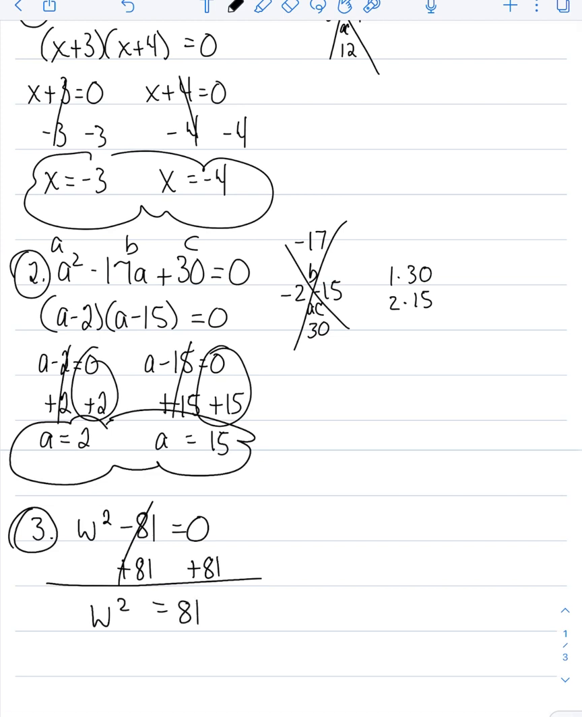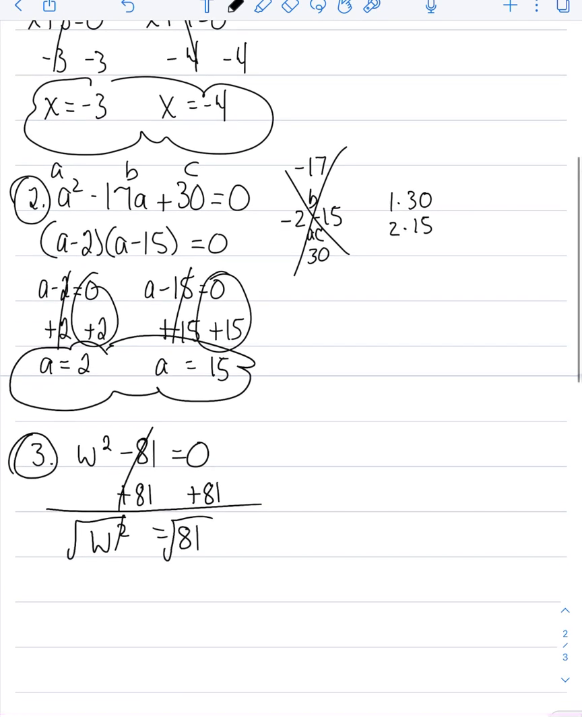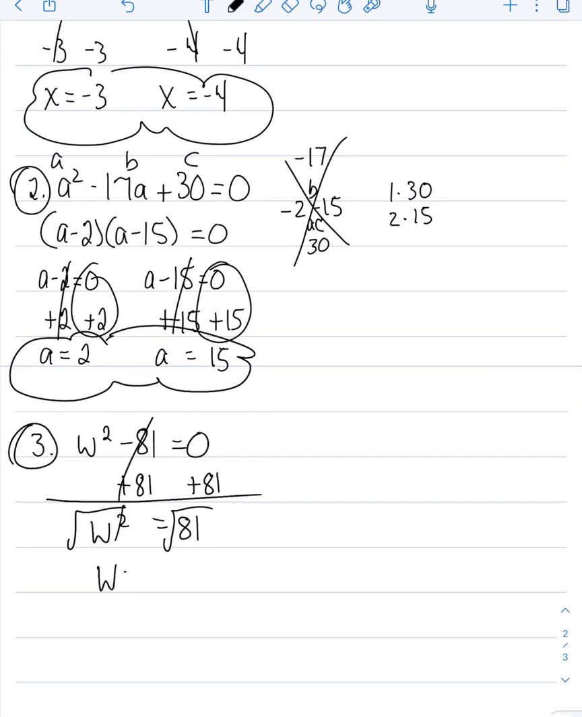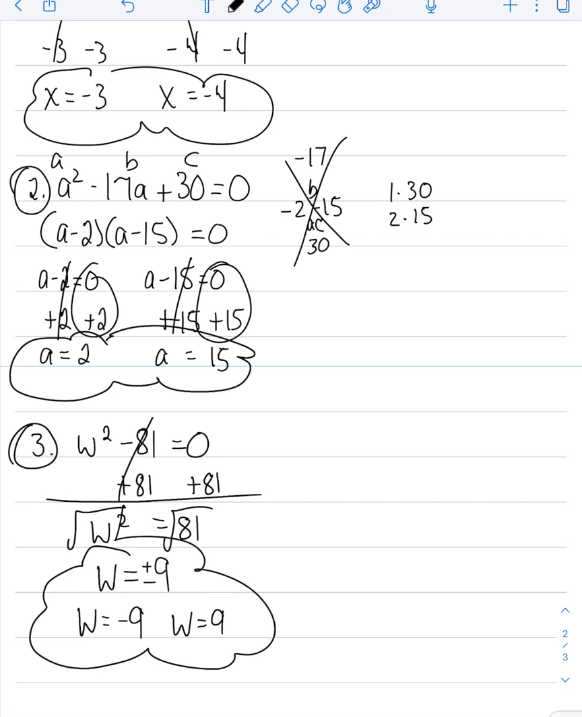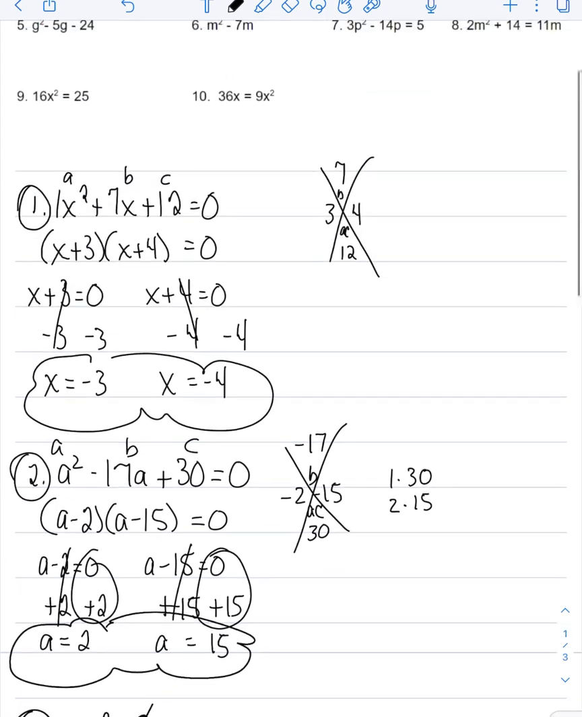I don't want w squared, I want w. So I'm going to take the square root of both sides to get w equals the square root of 81 is 9. But remember, we can either have positive or negative 9 as our solution. And remember, you can also write it like this. W equals negative 9, w equals positive 9. Either one of these are ways to write the solutions to this quadratic.